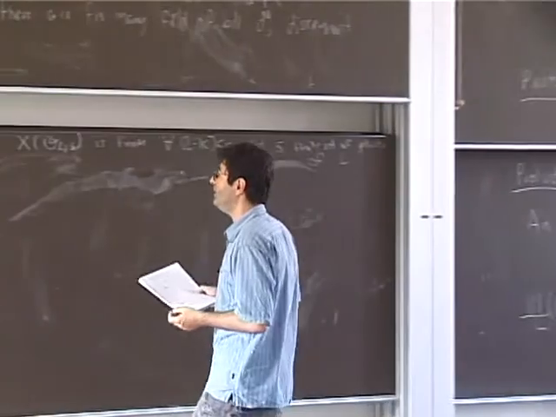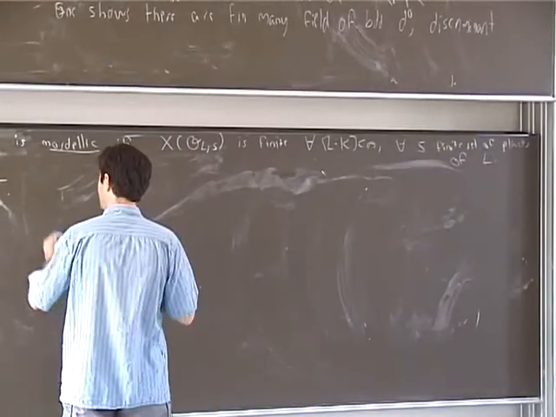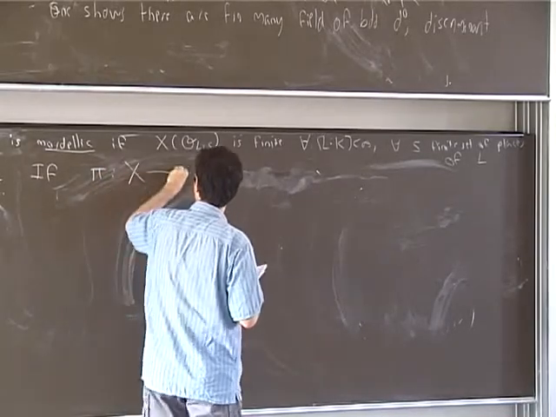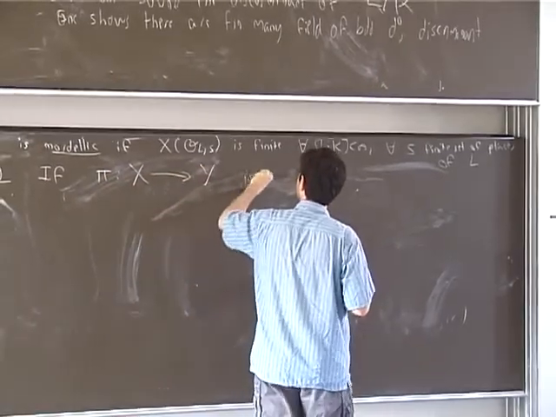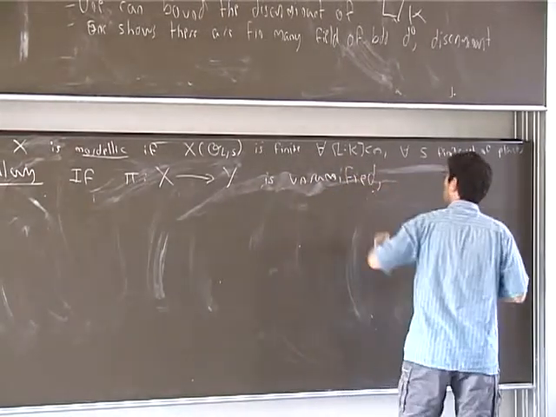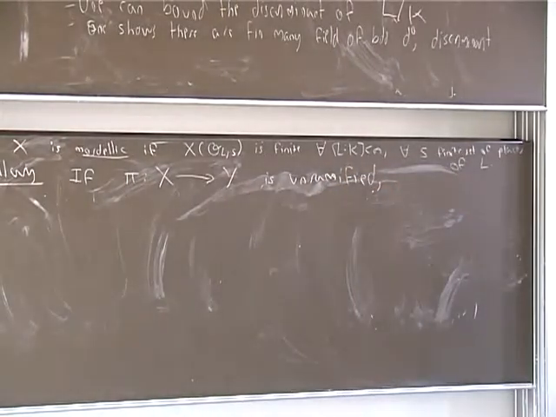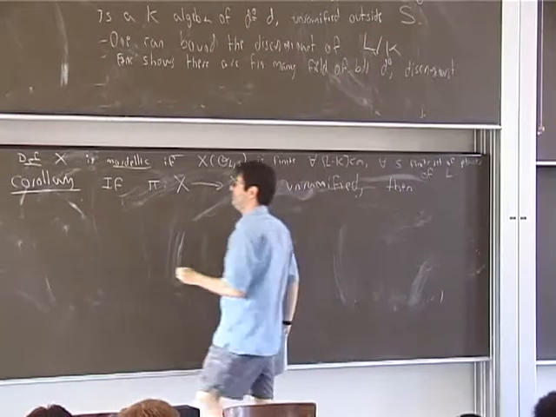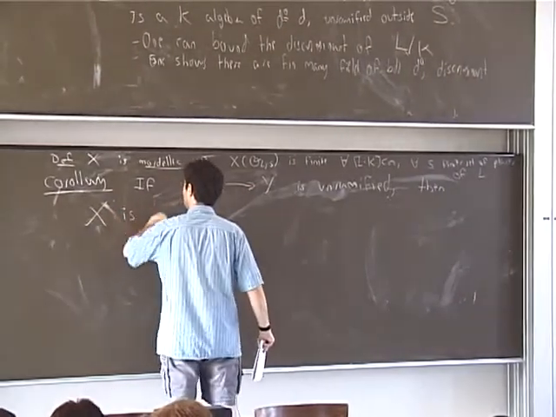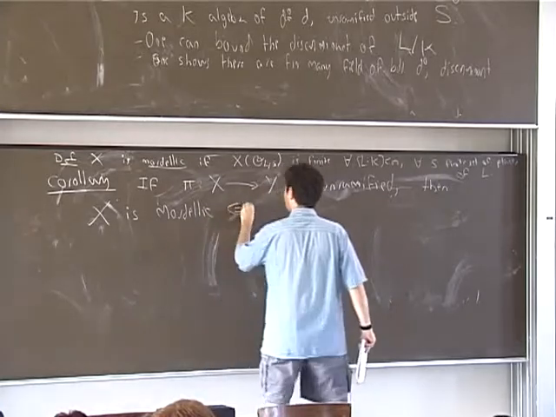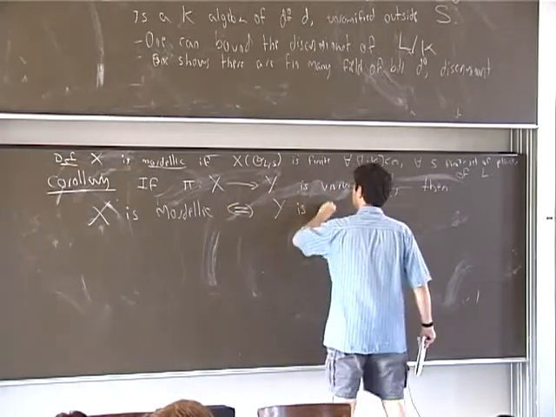And the corollary of what I said before is that if two curves are related by an unramified covering, then one is Mordellic if and only if the other is. So then X is Mordellic if and only if Y is Mordellic.